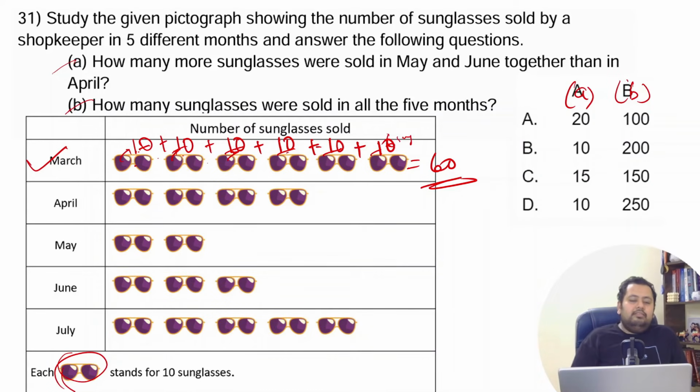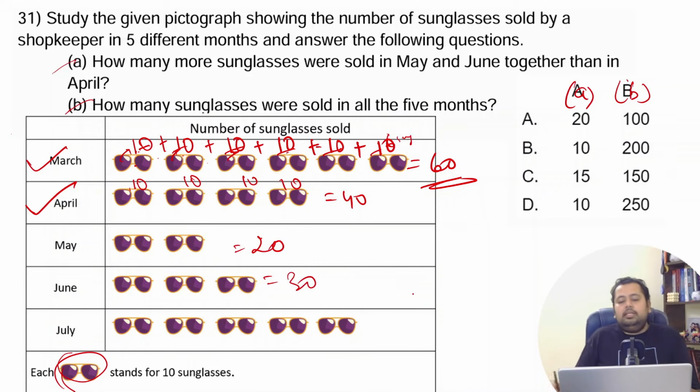Great. I think obviously for March, I have given it away. For April, let's just find out as well so that it becomes easier. So this is 10. Again, 10, 10, 10, and 10. If you do the addition, it is 40. This becomes 20. This becomes 30. And here it becomes 50. I'm not doing the addition. You have to do it yourself. I'm just writing out the final numbers, right?